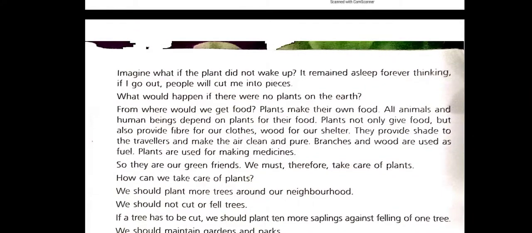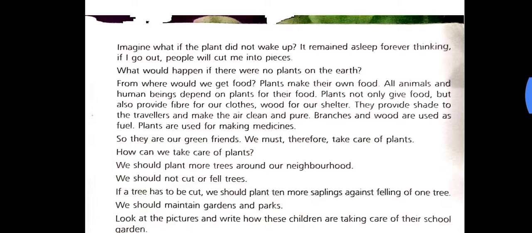Imagine what if the plant did not wake up? It remained asleep forever, thinking, if I go out, people will cut me into pieces. What would happen if there were no plants on the earth? From where would we get food? Plants make their own food. All animals and human beings depend on plants for their food.